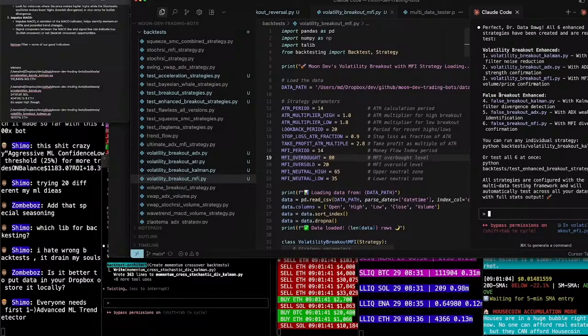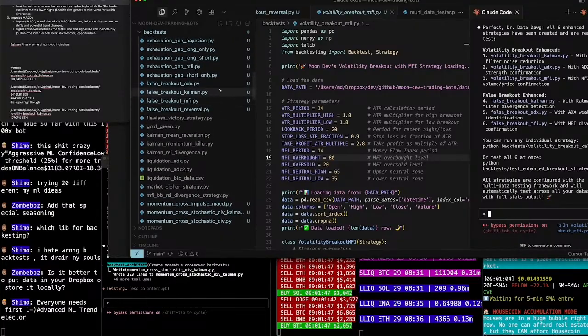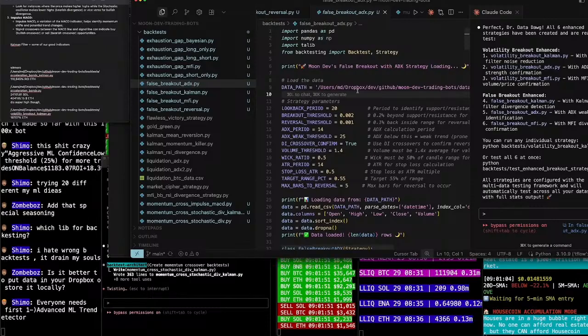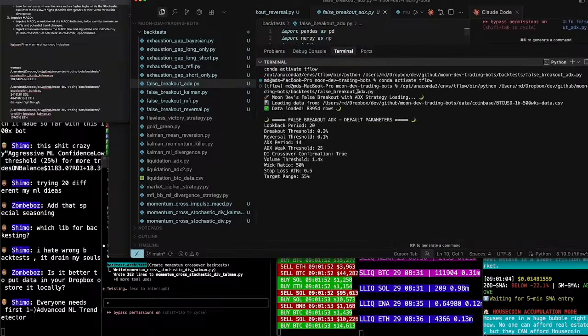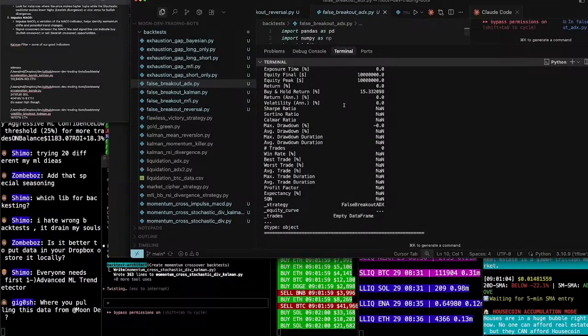False breakout enhanced. Okay, so let's try the false breakout ones. False breakout Kalman. Let's try ADX first. One trade, one trade, one trade. Okay, so these don't look too good.